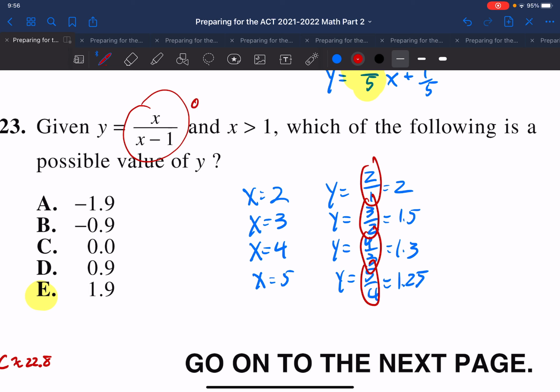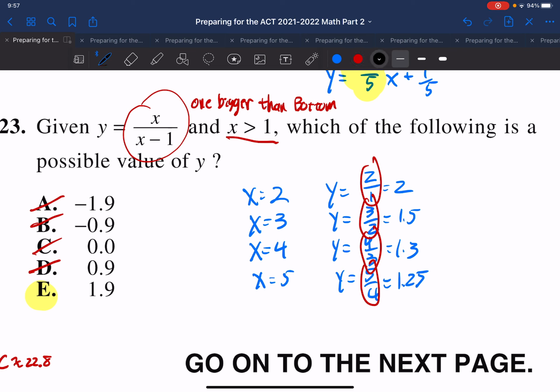But the top is 1 bigger than the bottom. That's a key thing to note here. And so because the top is going to be 1 bigger than the bottom, that means letter D can't work. Because in order to be less than 1, the bottom would have to be bigger. Now, they also said that x is bigger than 1. And so that means the top and the bottom are always going to be positive. So A and B are gone, as well as letter C. And so letter E is the only answer that works.